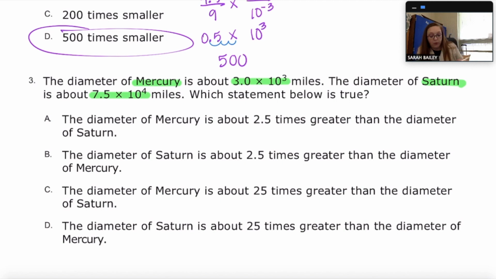Or the greater diameter. So A talks about Mercury having a greater diameter, and so does C. So it's not A or C. So now we need to figure out how many times greater is Saturn's diameter than Mercury's. So this is a division. So I'm going to take Saturn's diameter divided by Mercury's.